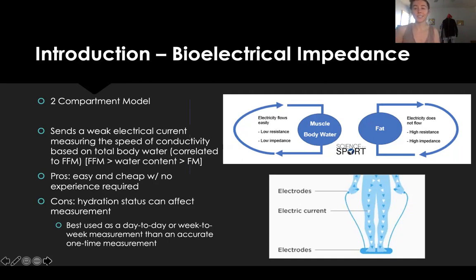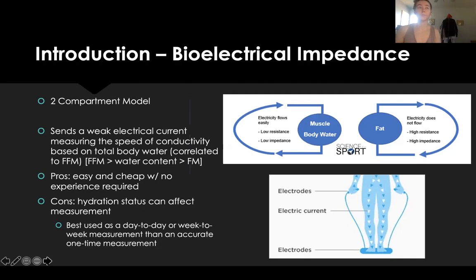The reason why this is not a super great tool to use is because a lot of things can be influencing the outcome of this. So what this tool is great to be used for is day-to-day or week-to-week changes. So if you are using this to find change in body fat percentage, yeah, this could be used for that, as long as you're using it in the same method every time you measure yourself.